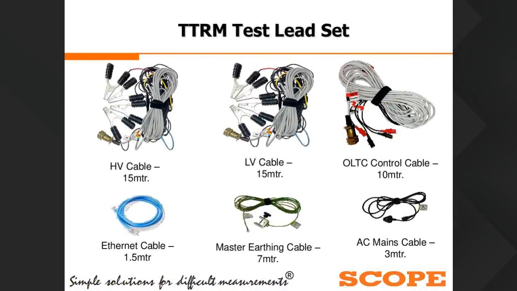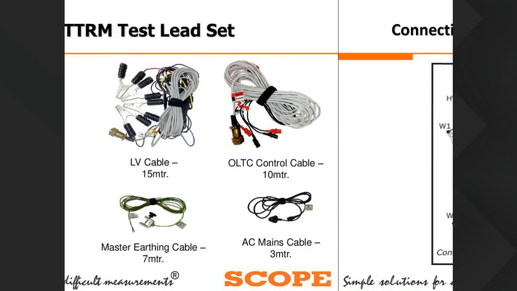So these are the test lead sets. As a standard scope of supply, we provide a 15 meter HV cable, a 15 meter LV cable, an OLTC control cable for OLTC operation, for raising and lowering the taps, then an Ethernet cable, a master earthing cable, and an AC mains cable. These are the major test lead sets we provide with our instrument TTRM.